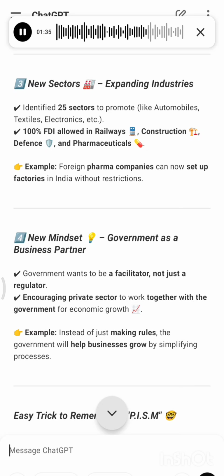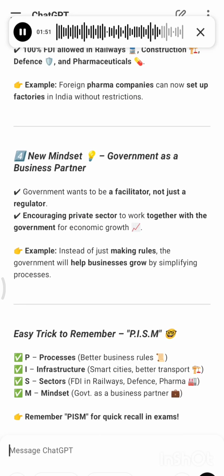4. New mindset. Government as a business partner. Government wants to be a facilitator, not just a regulator, encouraging private sector to work together with the government for economic growth. Example, instead of just making rules, the government will help businesses grow by simplifying processes.